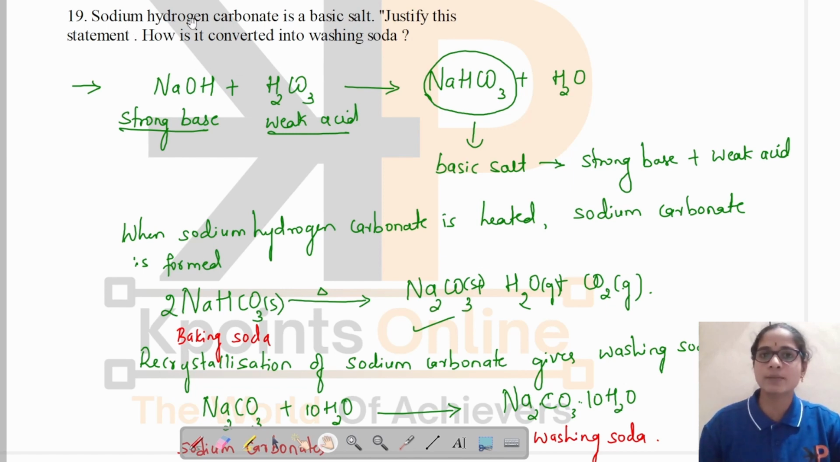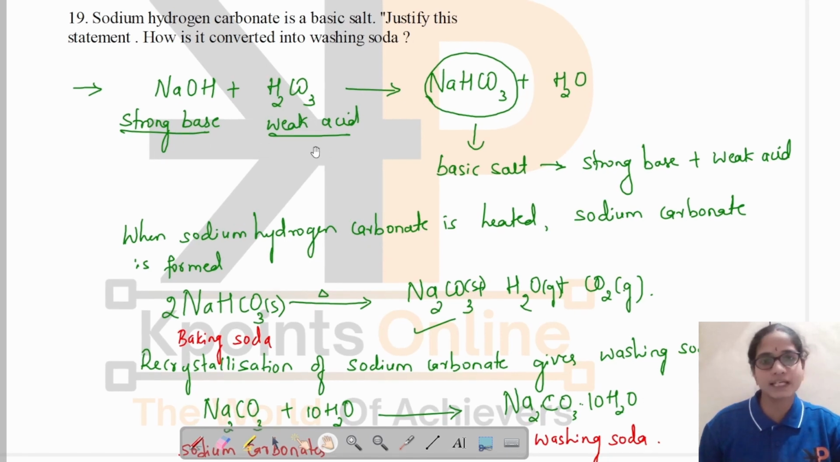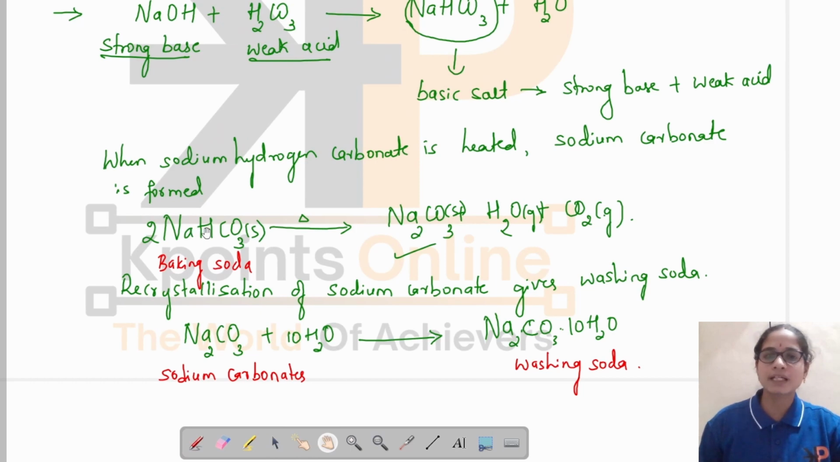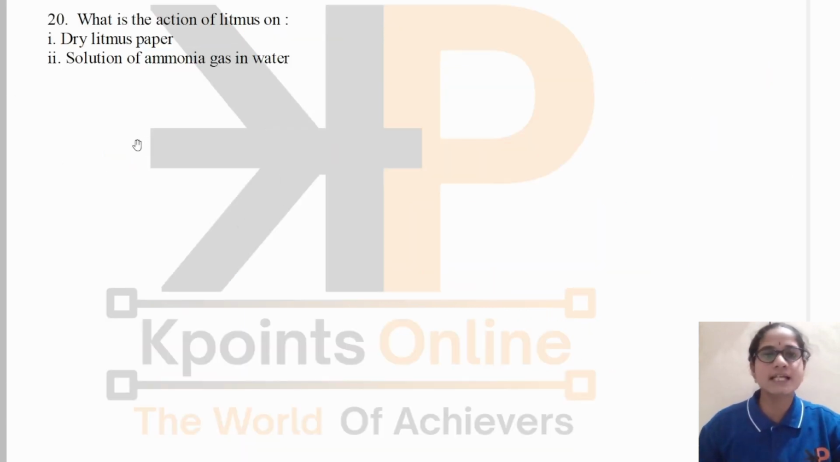The first question is: sodium hydrogen carbonate is a basic salt. Justify this statement. We have to justify how it is formed by the neutralization reaction of a strong base and a weak acid. So it is a basic salt. Then we have to write how it is converted into washing soda. We form washing soda by heating sodium bicarbonate and then recrystallizing it from the solution. Okay. Then the next question is, what is the action of litmus on dry litmus paper?